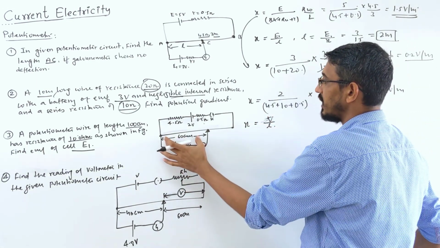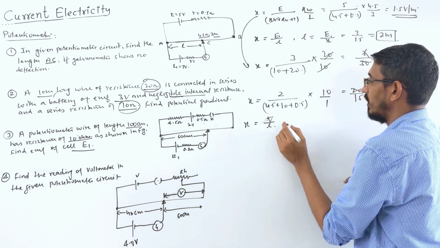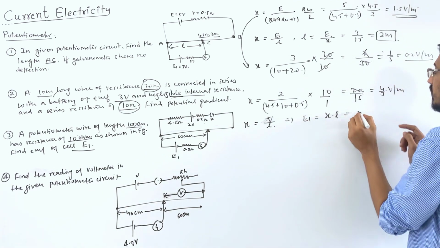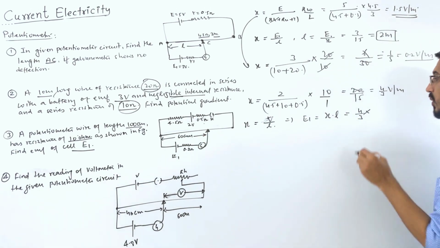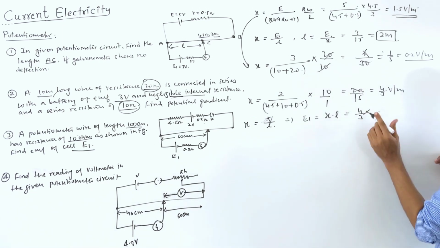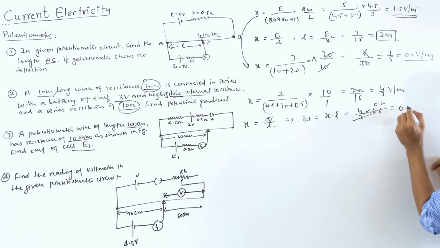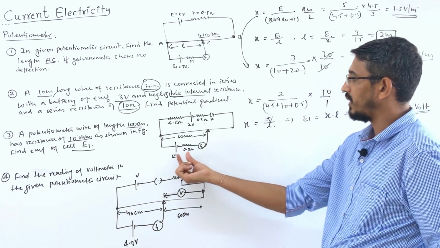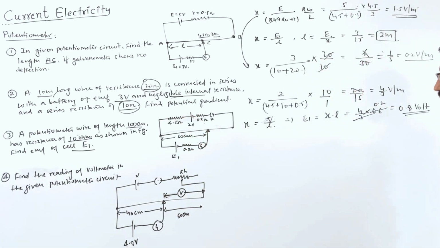So here balancing length given 60 centimeter, right? And we have to find this EMF. So you can write, look, E1 should be equal to X into balancing length. X is 4 by 3 volt per meter. Balancing length is given 60 centimeters, so you have to write in meter, 60 by 100. Correct? Or you can write simply 0.6 meter if you want. So this becomes 0.8 volt. So what is potential of this battery? 0.8 volt. Okay? Very simple and very interesting also.